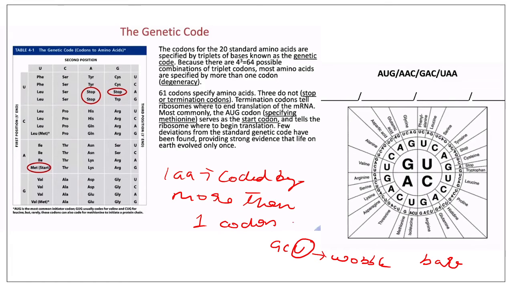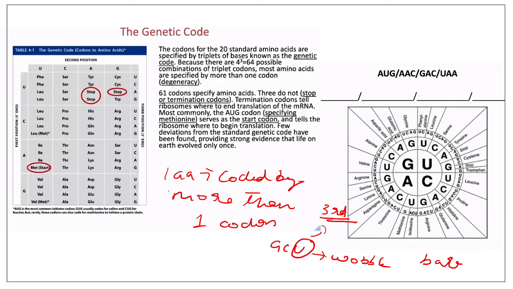Wobble base means that it can change. If I talk about alanine, GCU, GCC, GCA, GCG, the change is always at the third position. Always remember this, very important. The third place is known as a wobble base. Then we have 61 codons that specify the amino acids.